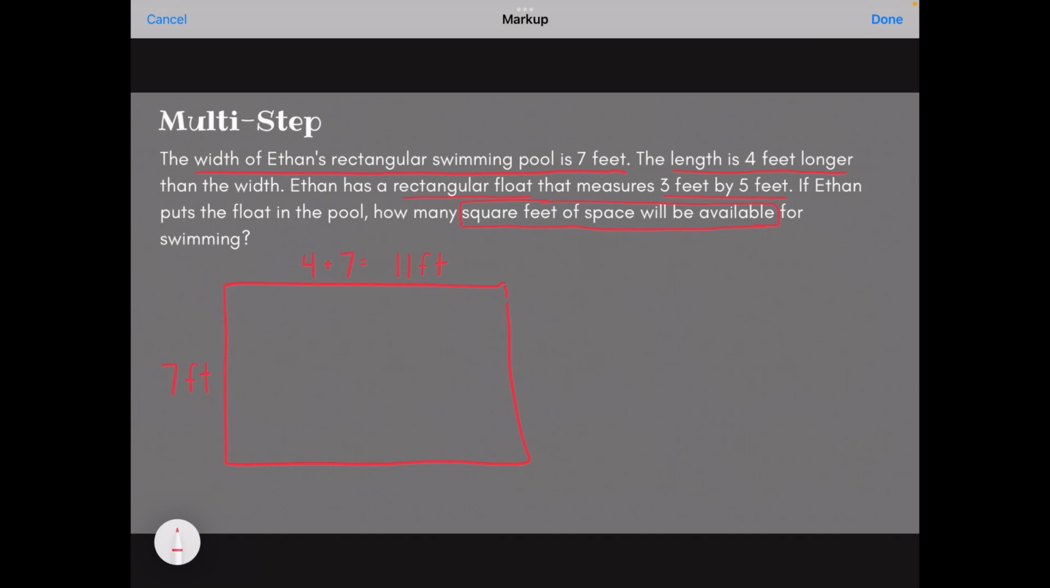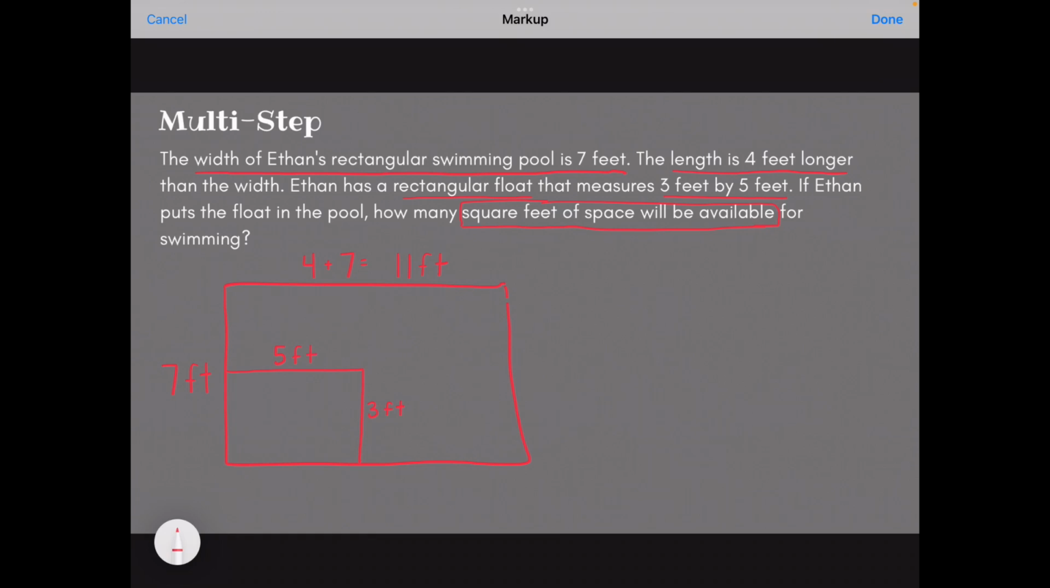Then I'm going to represent his floaty, and I'm just going to put it in the corner. It could be anywhere. The information about this floaty has already been given to me. It's 3 feet by 5 feet, so that means that either the width or length is 3 feet, and then the other is 5 feet.